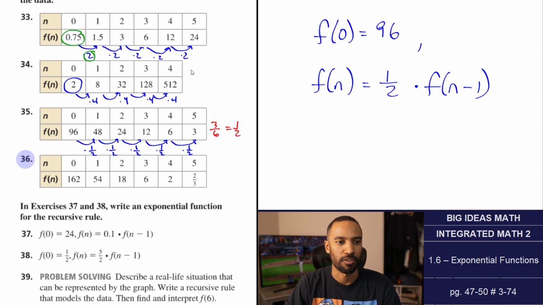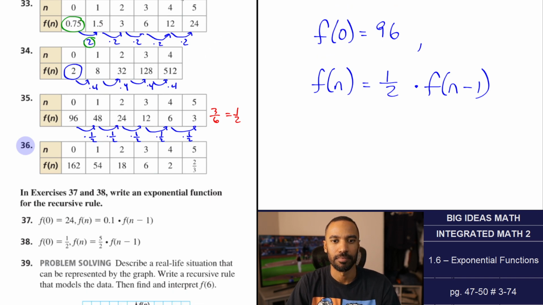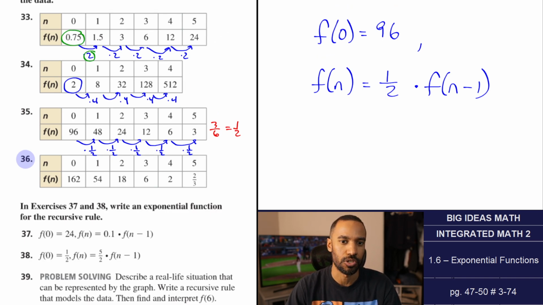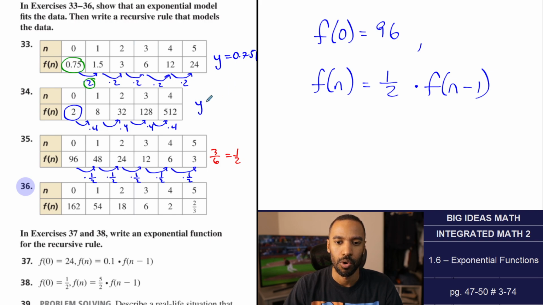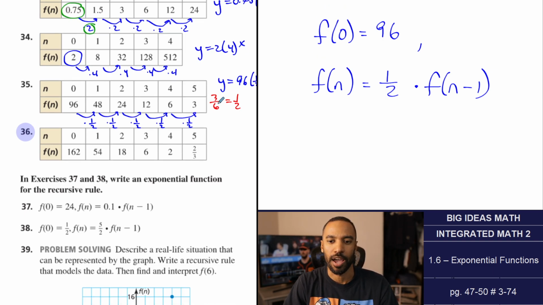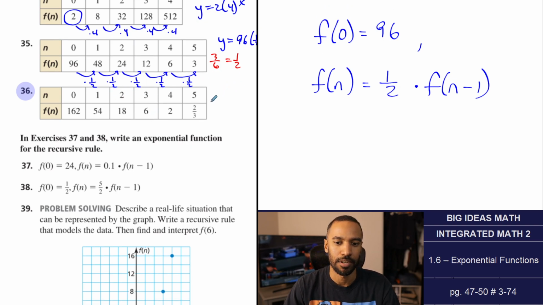Show that an exponential model fits the data. Maybe we do have to write them. I'll just write them right here in case you're like, I need those answers. So let's see. Let's write this as y equals 0.75 times 2 to the x, y equals 2 times 4 to the x, and y equals 96 times 1/2 to the x. Now that's using y and x, not n and f of n. And this is y equals something as well.